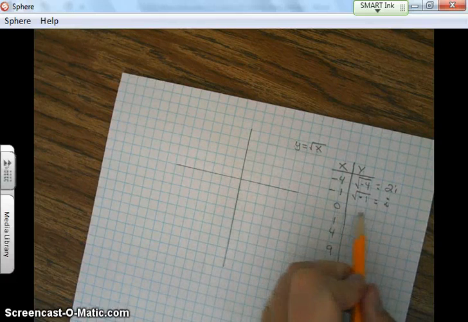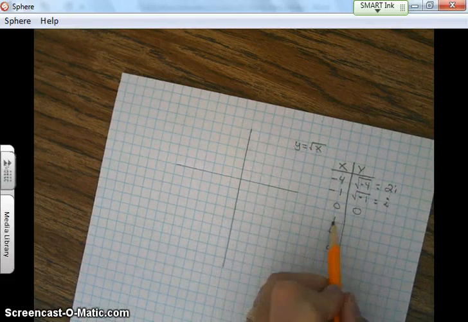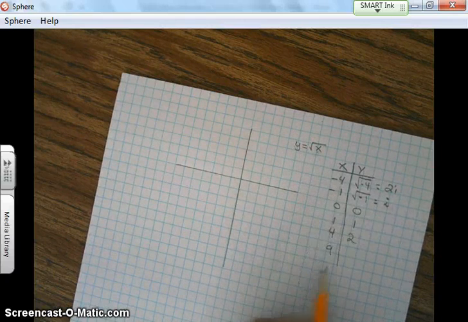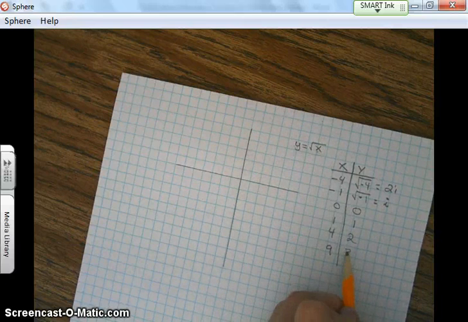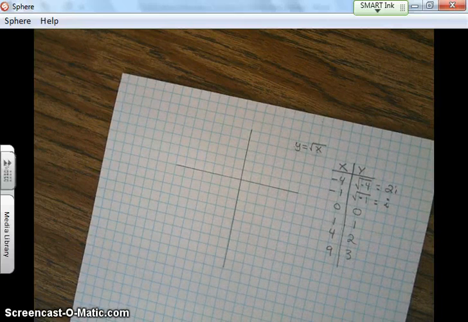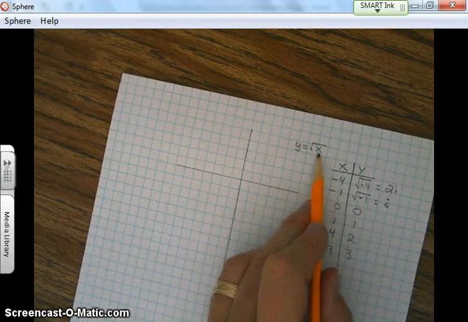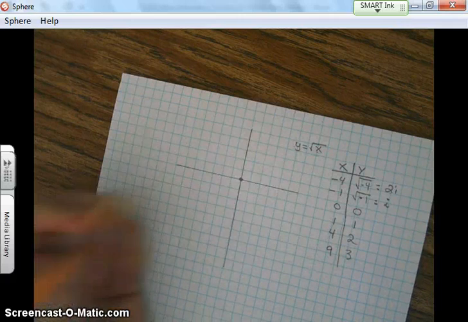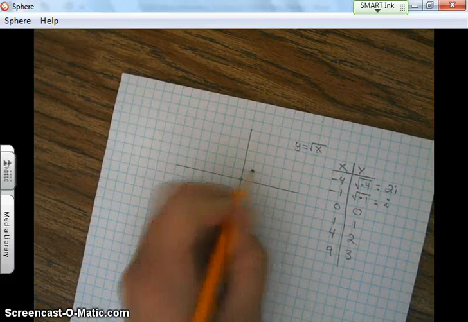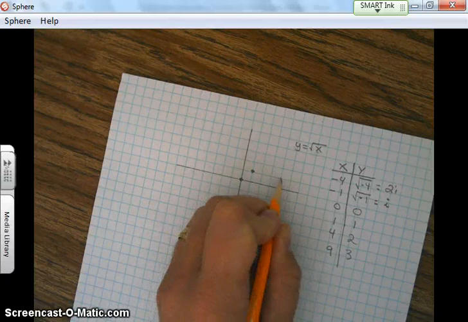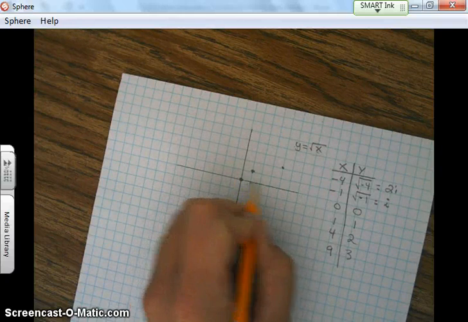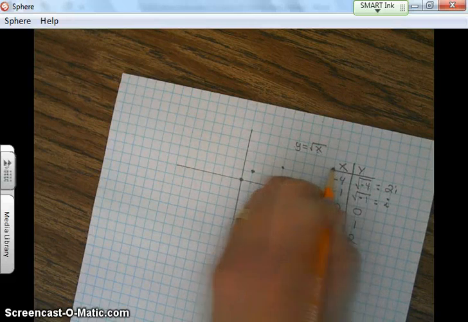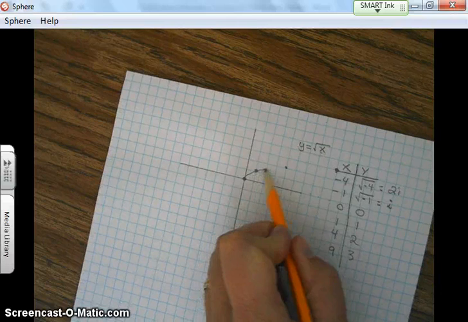The square root of 0 is 0. The square root of 1 is 1. The square root of 4 is 2. And the square root of 9 is 3. We're just going to go ahead and graph the positive roots. So plotting them, we got (0, 0). We have (1, 1), (4, 2), and (9, 3). And there's our graph.